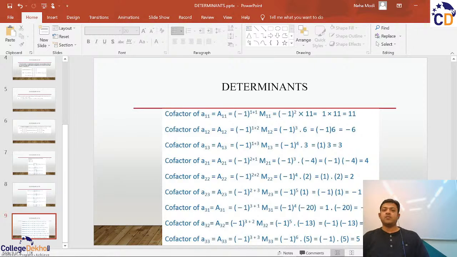Okay. So today we recapped the concept of determinants, and we did the concept of minors and cofactors of a determinant. So we studied minors and cofactors for a determinant. In the next session, we'll be carrying forward from the next topic.